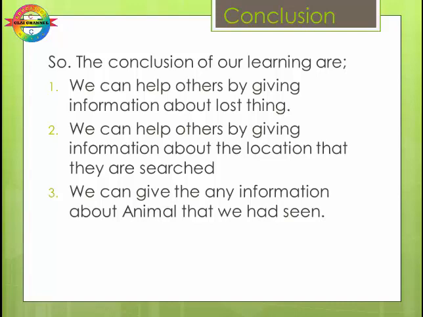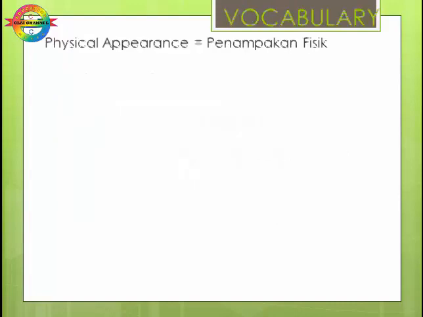Kita bisa memberikan lokasi di mana mereka yang cari-cari ya. Kalau mereka mencari lokasi, kita bisa berikan. Then the third is we can give them any information about animals that we have seen. Kita akan memberikan informasi kalau mereka belum pernah melihat hewan atau binatang, kita bisa memberikan informasi itu sesuai dengan apa yang kita tahu atau yang sudah pernah. Okay, that's all our learning for this meeting. Ini pelajaran kita untuk pertemuan ini. Okay, physical appearance is the main vocabulary, yang paling utama adalah penampakan fisik.